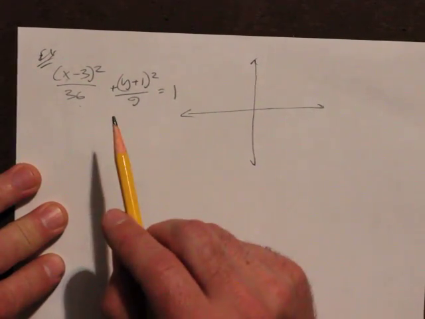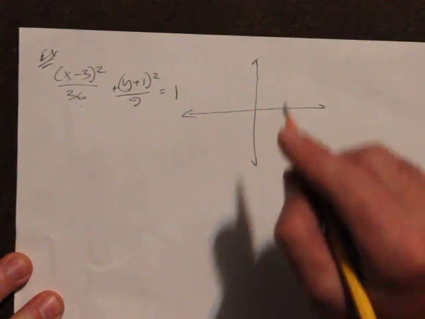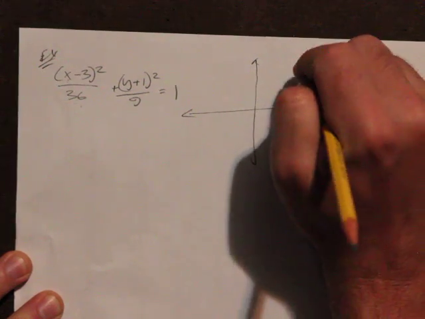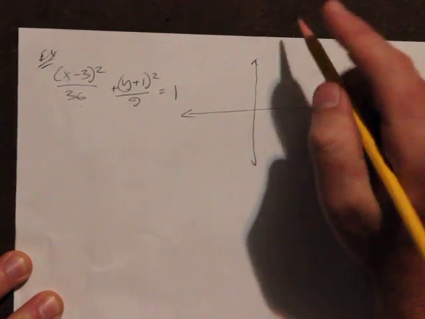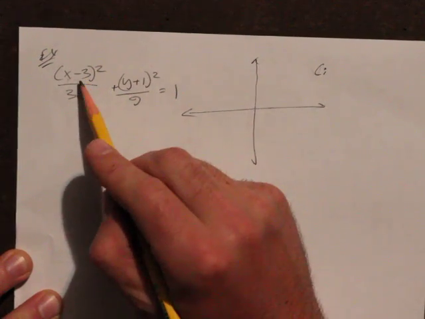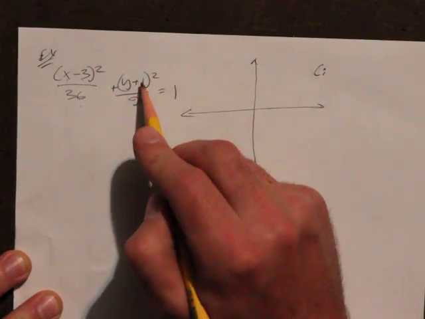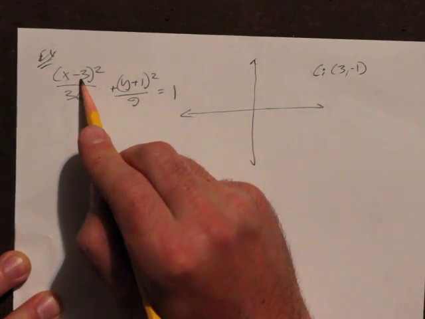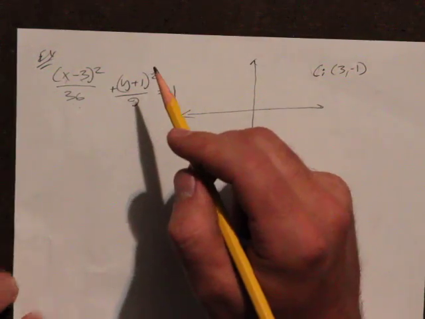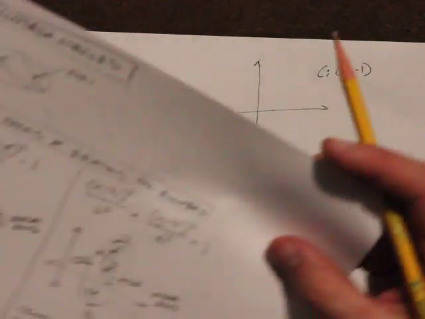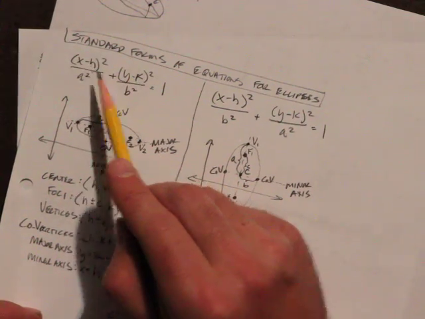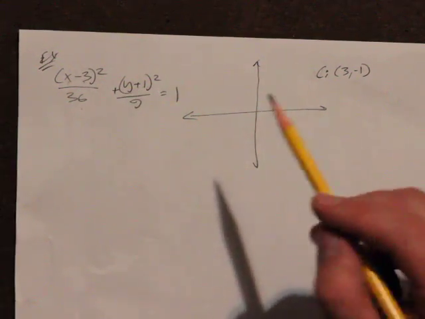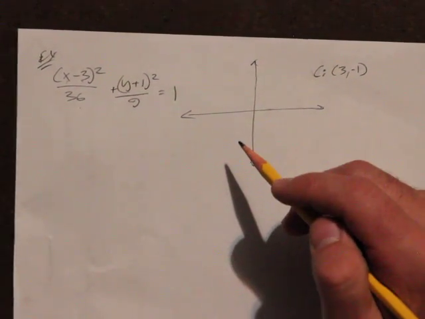So my center, sorry, I shouldn't say vertex, my center is positive 3, negative 1. Notice I take the opposite of what I see here because my standard form shows that it's x minus h, y minus k. And so I need to switch my signs here to have that be correct.